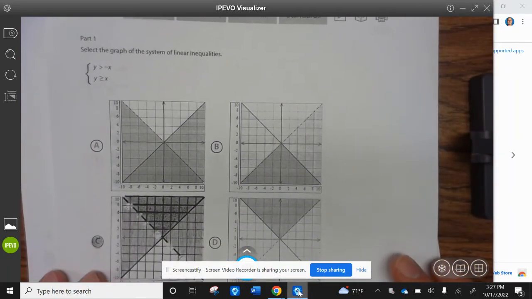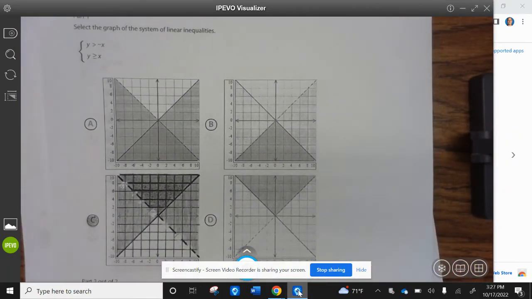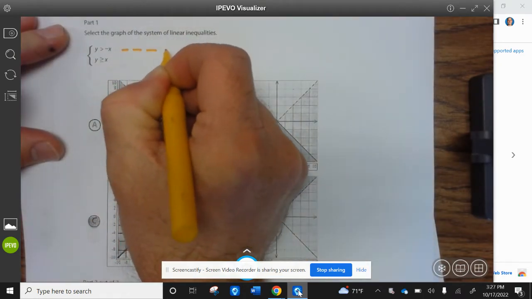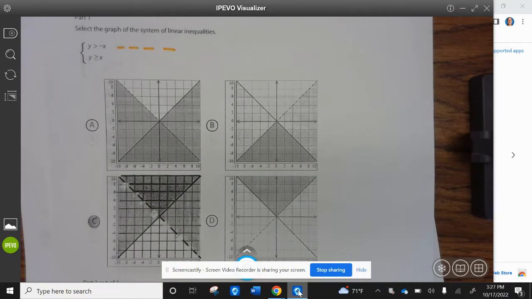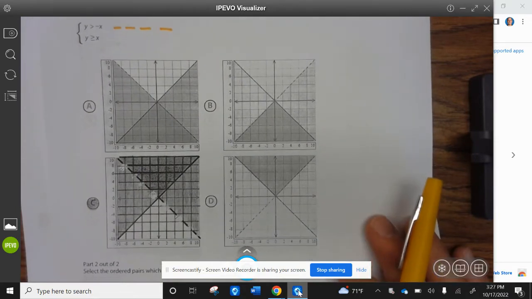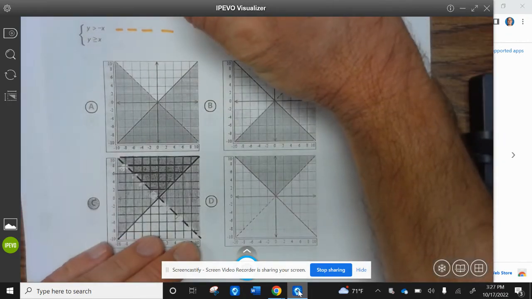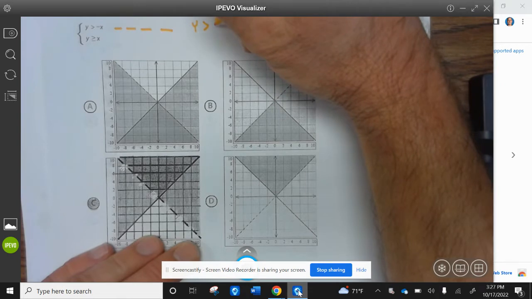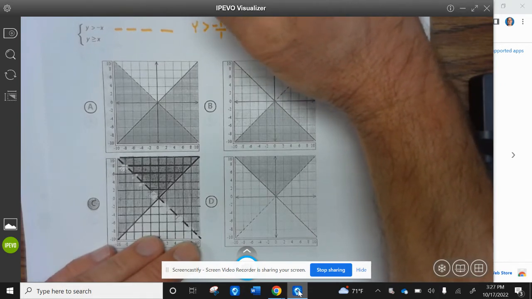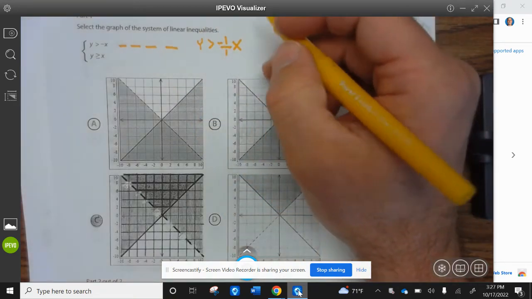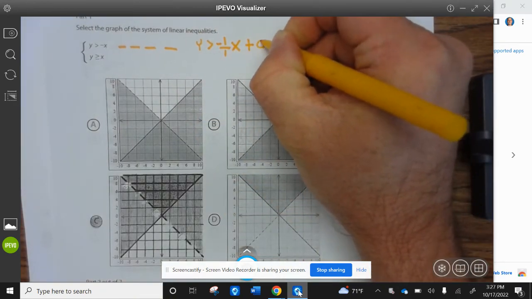All right, select the graph of the system of inequalities. Okay, I'm going to graph the first in yellow. Now, there's no line underneath, so it's a dashed line. Now, it's y greater than negative x. Okay, so the slope would be negative 1 divided by 1 x. Okay, so also plus 0, that's your y-intercept.